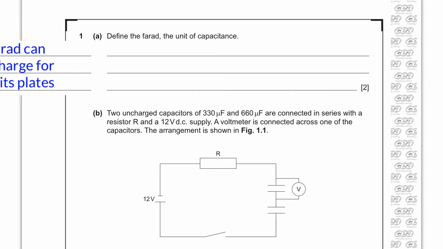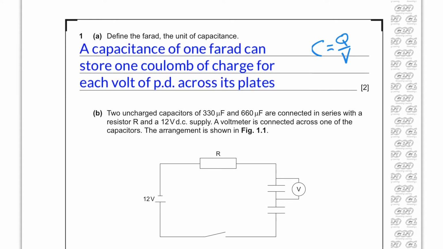Question 1a. Define the farad, the unit of capacitance. Now, if you're stuck with this, always be thinking about the equation Q equals CV. Rearrange that for C, and you get Q over V. So if you make everything 1, a capacitance of 1 farad is 1 coulomb per volt. Or you could say a capacitance of 1 farad can store 1 coulomb of charge per each volt of PD across its plates.